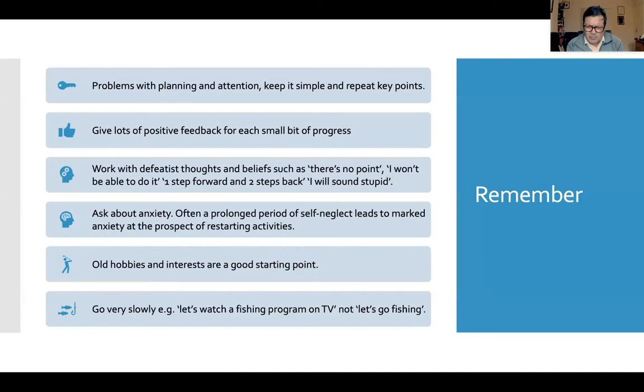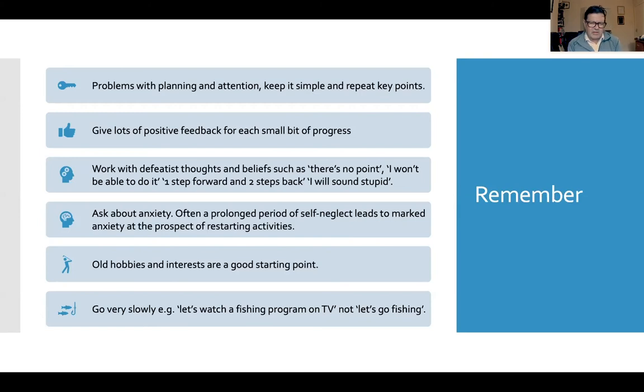So we've got to remember some points here as we go through this trajectory over 18 months. They might have problems with attention, planning, and memory. So keep it simple and repeat the key points. If possible, write them down, or maybe stick them up on the fridge or up on the wall so that they remember the things they're trying to do. If they make those early shoots of success and progress, lots of positive feedback about it.